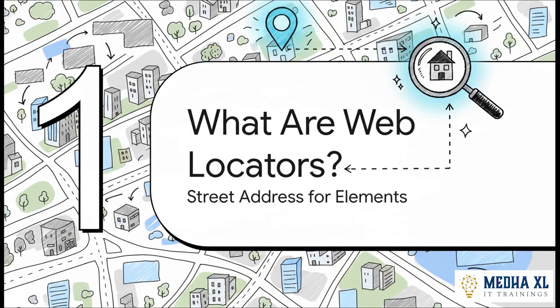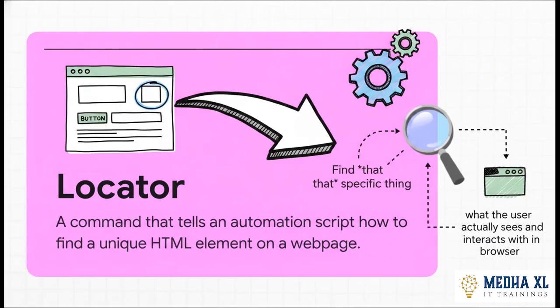So let's tackle the big question head-on. What are web locators? Honestly, the best way to think about them is as a street address for every single thing on a web page. Just like a unique address can pinpoint one specific house in a huge city, a locator can pinpoint one specific button on a jam-packed website. So at its core, a locator is the command you give your automation script. It's the instruction that basically says, hey, Selenium, go find that exact thing on the page for me. You see, it's the critical bridge between the code you write and what you're actually seeing in the browser.